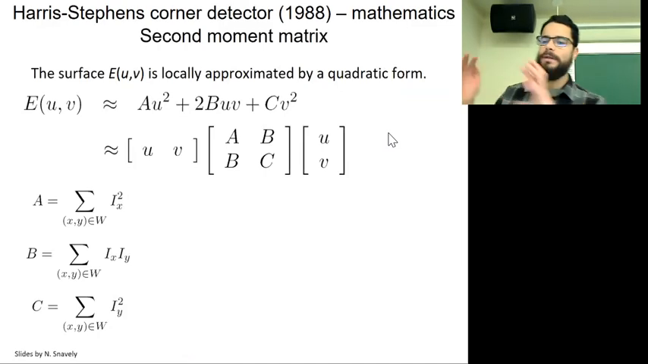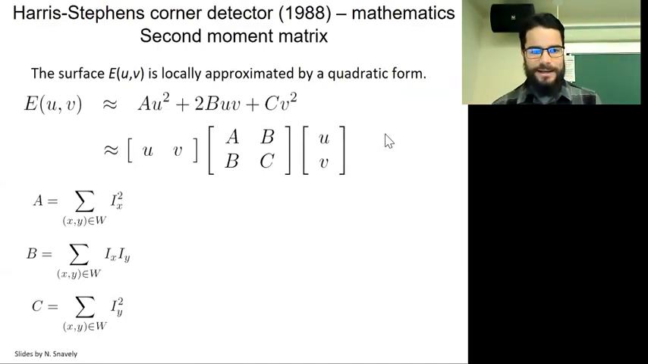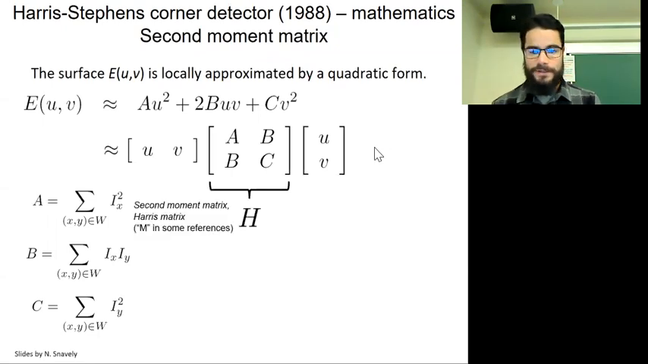Very good. So now let's go again to this matrix, this very interesting matrix. As I said, it goes by a lot of different names. It can be referred to as the matrix H, the second moment matrix, the Harris matrix. In a lot of references, it's referred to as M. They are all talking about this particular matrix here, okay? Which we know the form. So who is A? A is the derivative of the image in X squared. Same thing for B here, same thing for C here, okay?